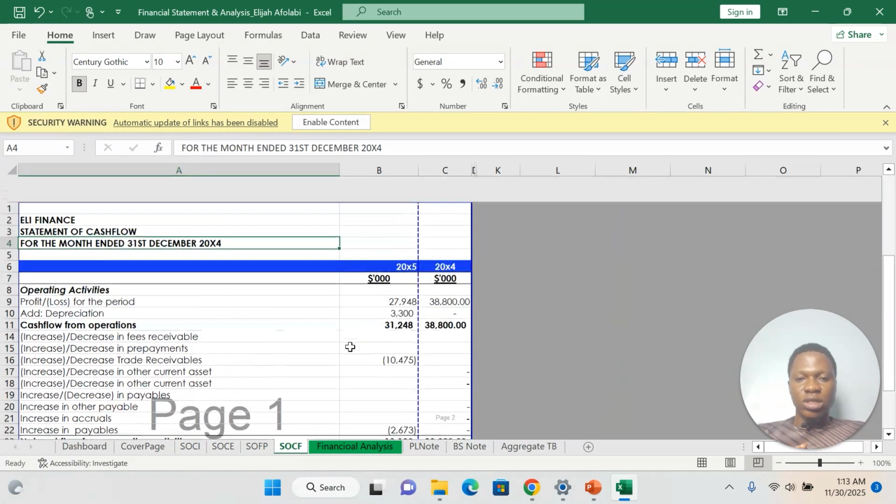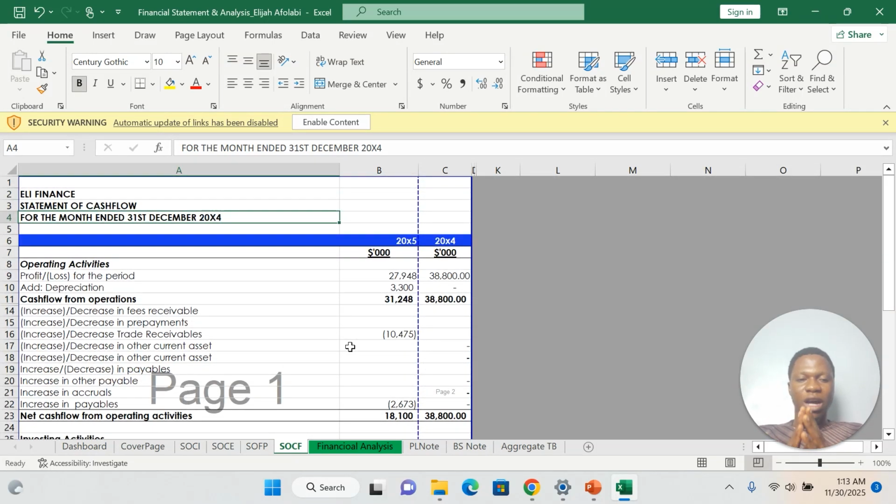Then to the fourth account statement, that is the statement of cash flow. So the statement of cash flow, as mentioned earlier on, is to tell us the sources and uses of funds, and also the inflow and outflow of cash in the business. Now, for the purpose of preparation, the cash flow statement is divided into three segments. We have the operating activities, the investing activities, and the financing activities. The operating activities involve activities around the operations of the business.